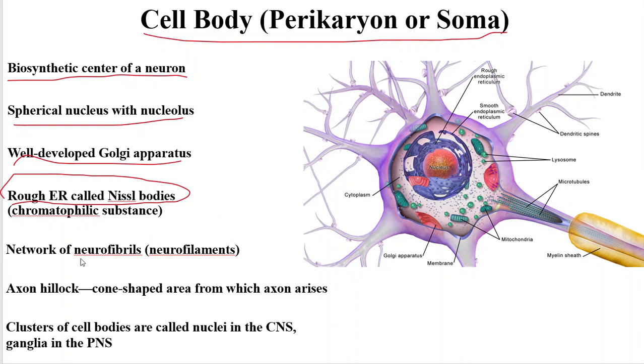They just did, and we're kind of stuck with it. There's also a network of neurofibrils, neurofilaments that are inside the soma. The axon hillock we've already discussed. Now, when you get a bunch of cell bodies of neurons in the CNS, we call these nuclei. I know it sounds like nucleus. It can't be helped. Somebody ran out of creativity when they came to naming these guys. So a cluster of cell bodies in the CNS is a nuclei. In the PNS, we call it a ganglia.